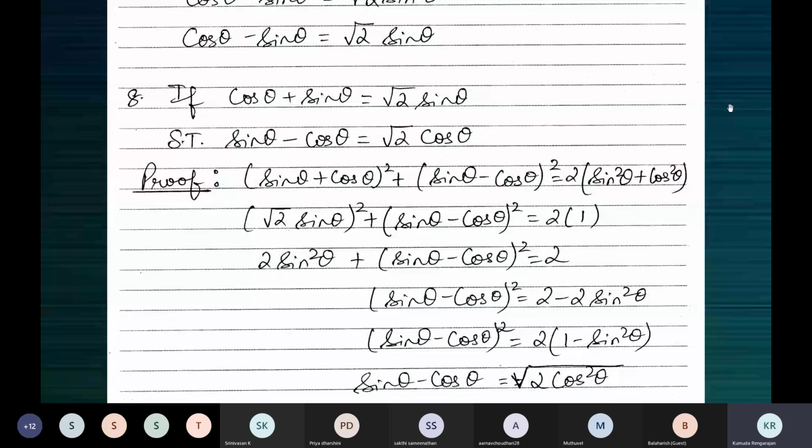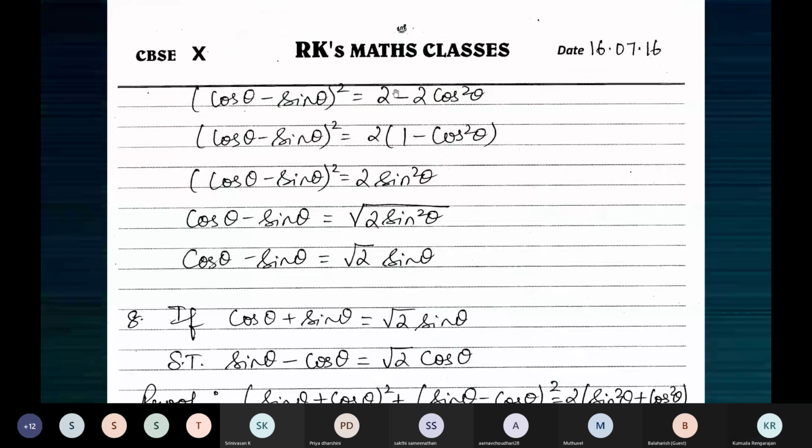There's something common. 2 is common, so take the common factor out: 1 minus cos square theta equals sin square theta. On the other side, we have cos theta minus sin theta, the whole square. So cos theta minus sin theta is equal to the square root of 2 sin square theta, which is root 2 sin theta, as sin square theta comes out as sin theta. So we proved that cos theta minus sin theta is root 2 sin theta.